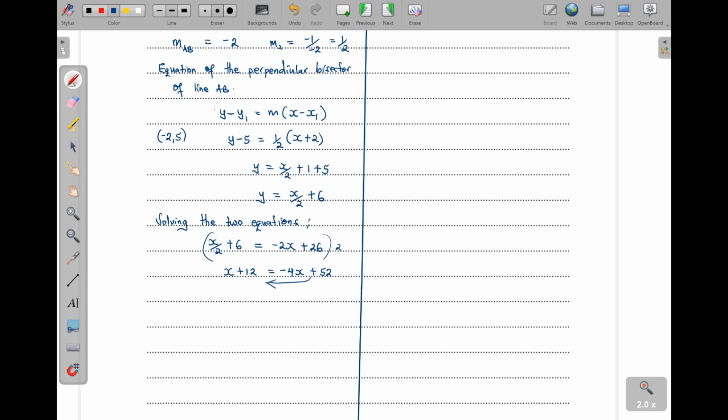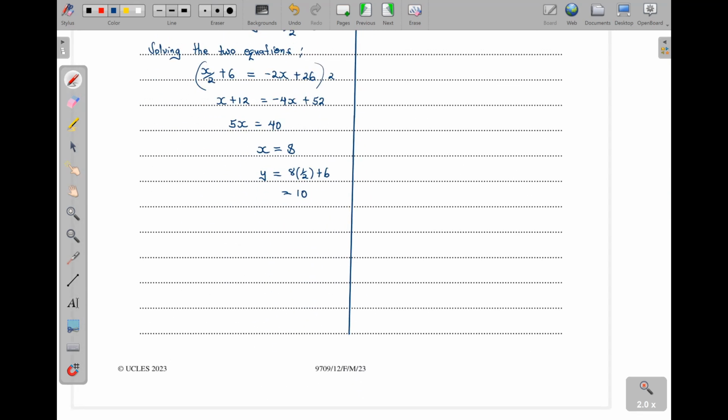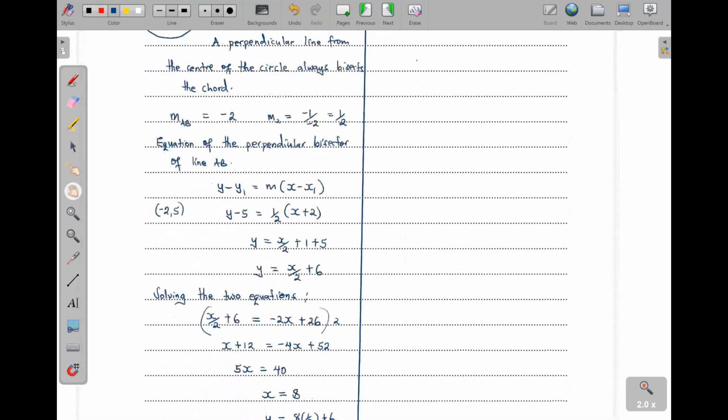Then bring the x's this side. We shall have 5x. And then when I take this one to this side, I'll get 52 minus 12. That one will give us 40. And then when we divide all through by 5, x becomes what? 8. Then how about y? I can substitute in any of these two, okay? So y can be 8 times a half, which is 4, plus 6. Then this one becomes a 10. Now, meaning I'm having A here, which is (7, 12).